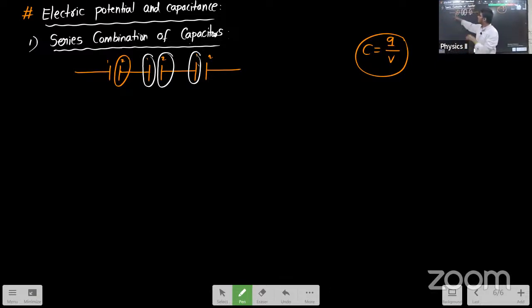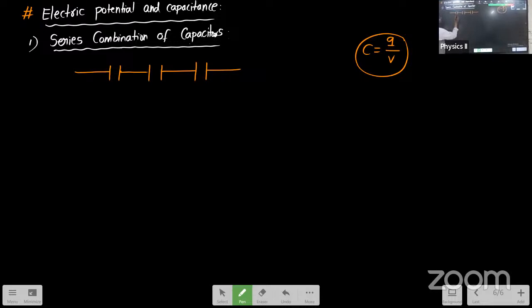How to define the series combination of capacitors? The second plate of the first capacitor is connected to the first plate of the second capacitor. The second plate of the second capacitor is connected to the first plate of the third capacitor, and so on. This type of combination is called series combination. You are not supposed to write this one-to-one numbering in the examination paper; I have written this just for explaining the definition. So see here.